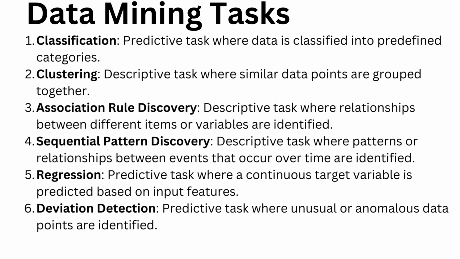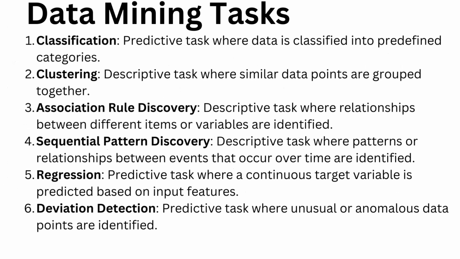There are 6 main data mining tasks. First is classification, which is simply a predictive task where data is classified into predefined categories. Second, clustering, a descriptive task where similar data points are grouped together. Third, there is association rule discovery, a descriptive task where relationships between different items or variables are identified.